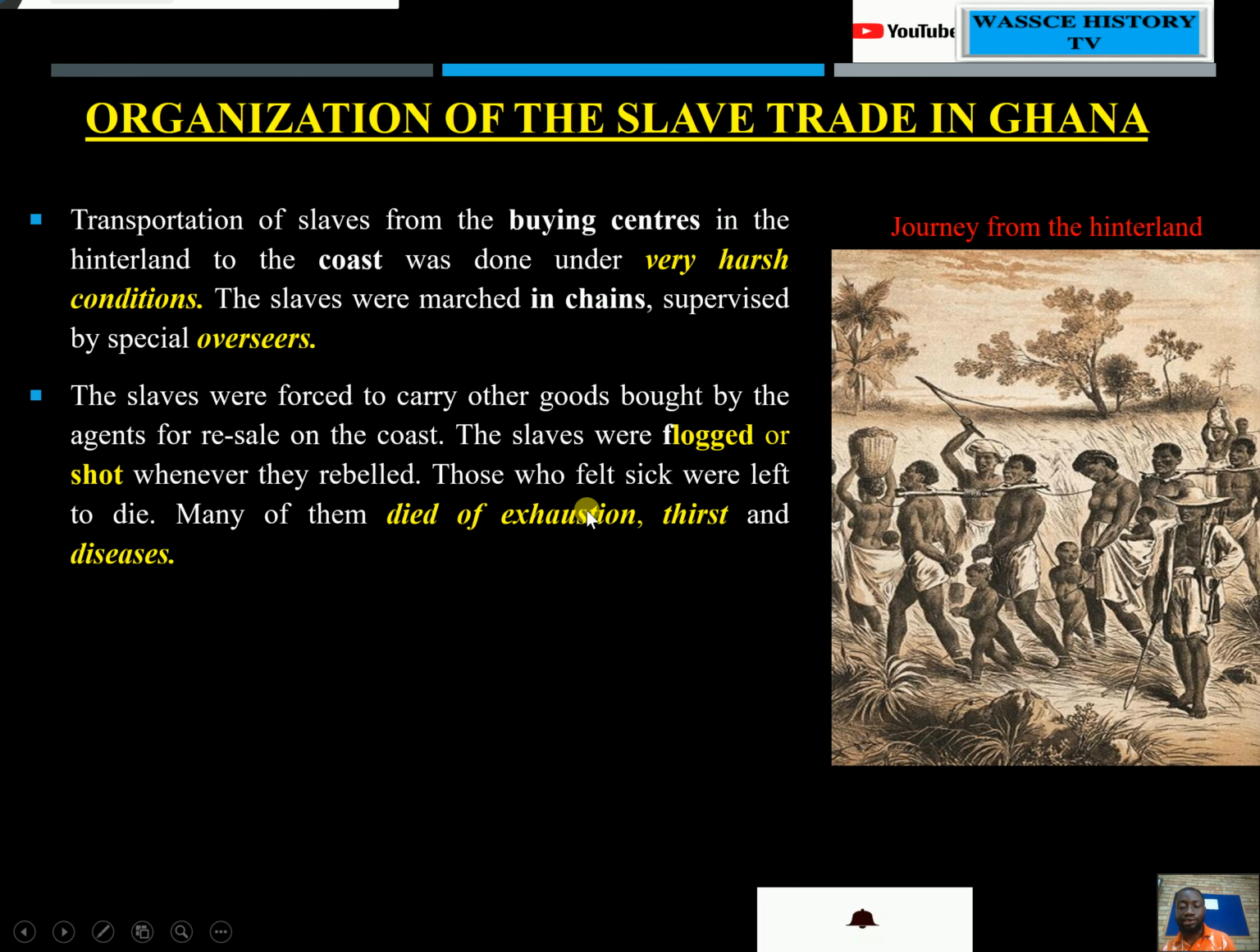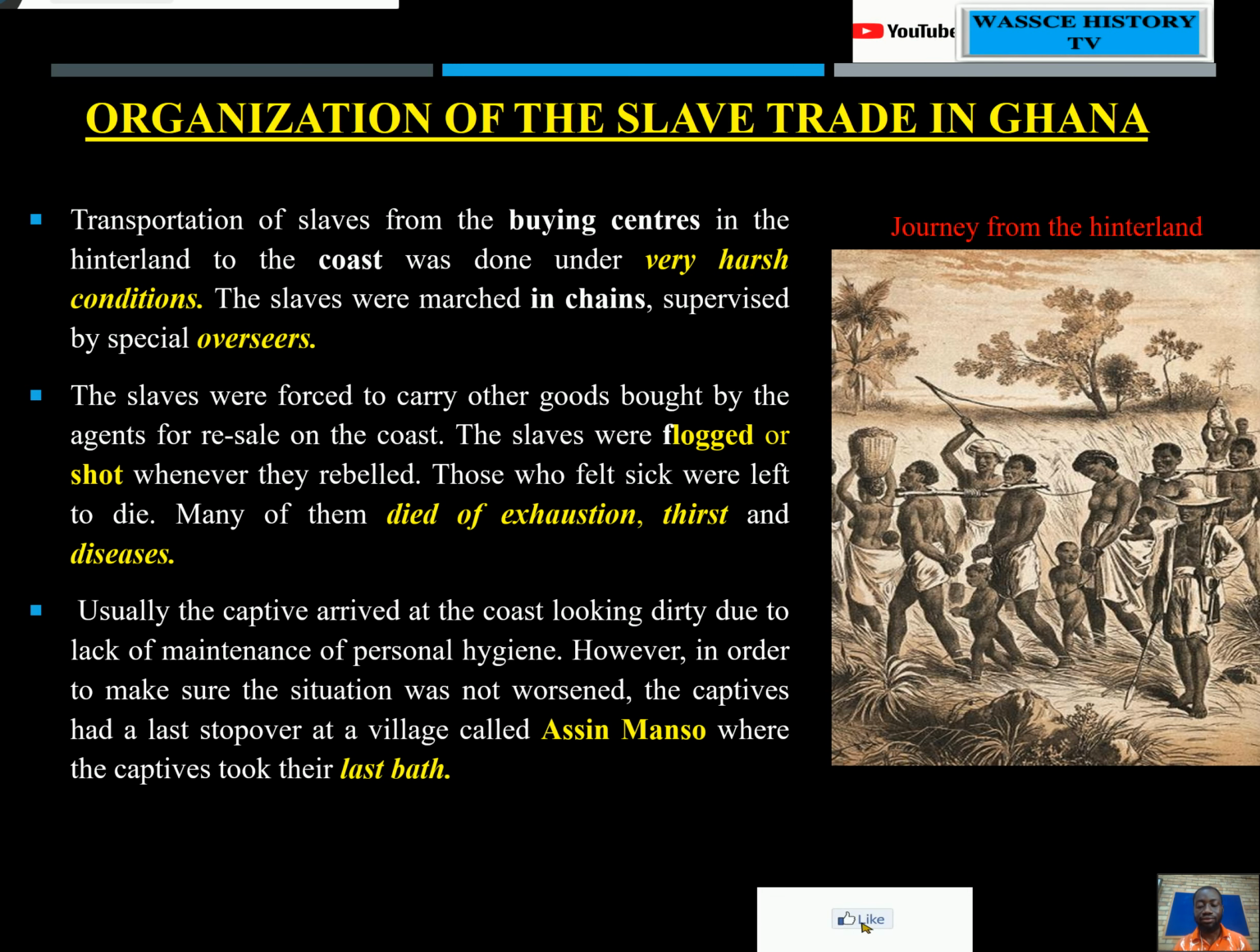The slaves were also forced to carry other goods that were bought by the agents on the way, and those who rebelled were flogged or shipped. Those who fell sick were at times left to die, because you were chained to your neighbor, and if you fell sick, you prevented the whole group from moving. You understand? So many people died, and a lot also died of exhaustion. They were very tired, thirsty, and other diseases also struck them on their way to the castle.